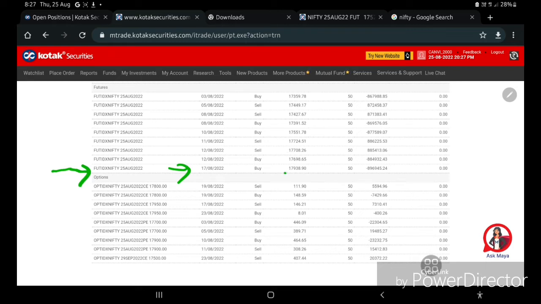Nifty futures was 17,938 on 17th August, and also on 17th I had sold one call option at the strike price of 17,950. At the money I had sold, and the price was 146. So I was supposed to get 7,310 in case the market closes below this 17,950 level.